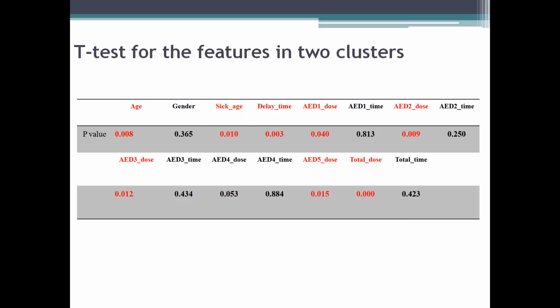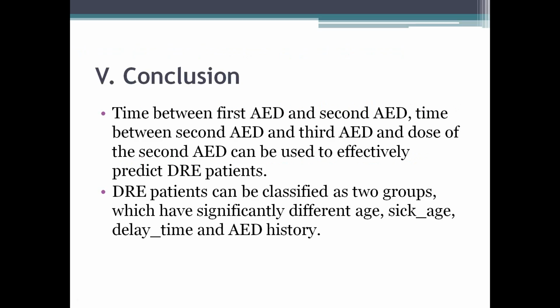Then I did a statistical comparison across the 2 clusters. You can say these 2 clusters do have different characteristics. For example, age, sick age, delay time and AED dose are significantly different between the 2 clusters. What caused this difference, and what the fundamental mechanism behind it is, probably needs further research.